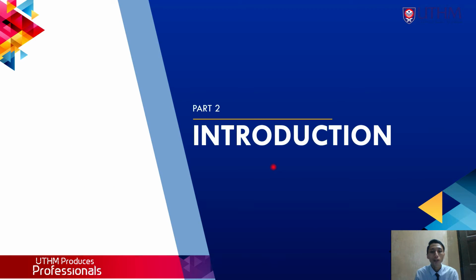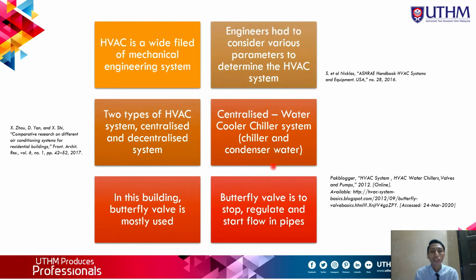Next, we go to our introduction. HVAC is a wide field of mechanical engineering systems in which engineers have to consider various parameters to determine the correct and suitable HVAC system. Generally, there are two types of HVAC system, which are centralized and decentralized systems. In this research, we only consider the centralized system, which is the water-cooled chiller system, consisting of the chiller and condenser water. In this building, the butterfly valve is mostly used for the condenser water flow, and it is used to stop, regulate and start flow in pipes.